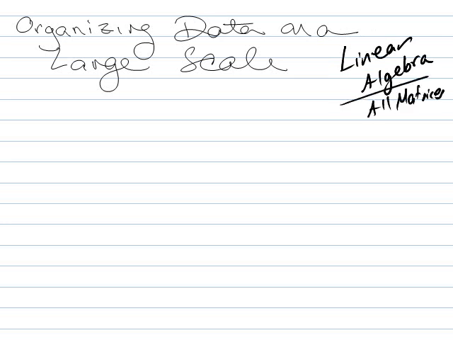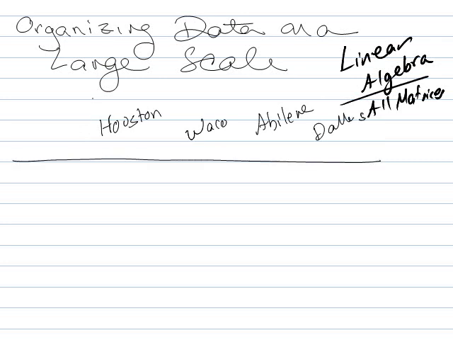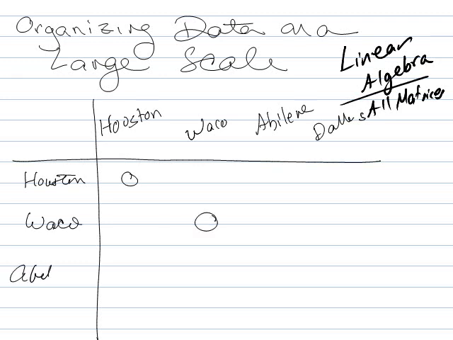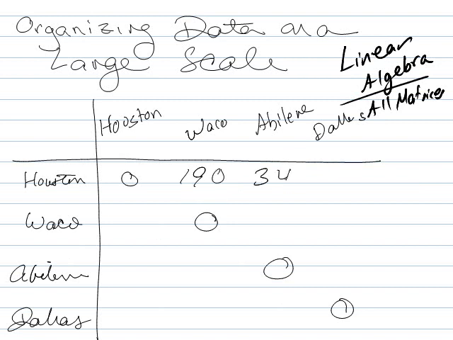Okay? So, for example, if I'm looking at that shortest path problem, I could say, well, I have Houston, and I have Waco, and Abilene, and Dallas. Now I could make a table that would say, all right, Houston to Houston, well, that's 0 miles. I can put that one in there. Waco to Waco is 0 miles. Abilene to Abilene is 0 miles. And Dallas to Dallas is 0 miles. But Houston to Waco is 190. Houston to Abilene is 349.